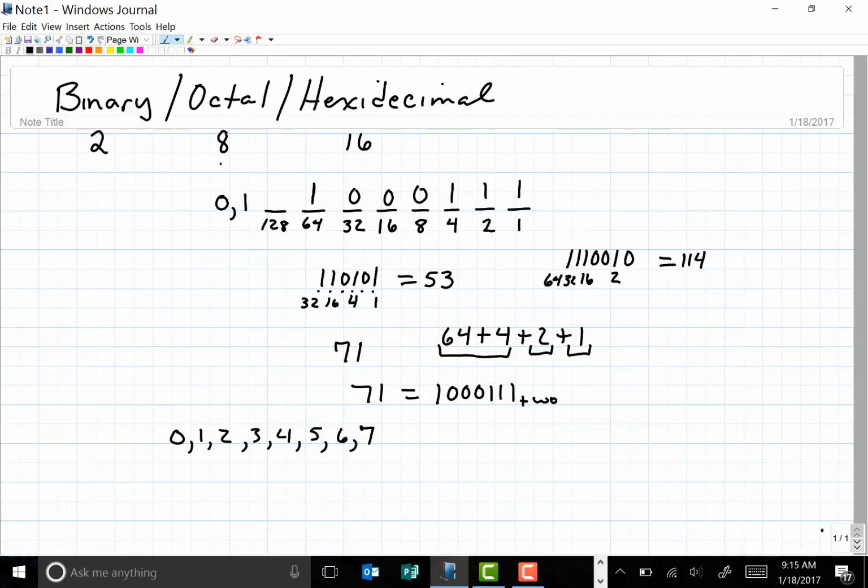The nice thing about 8 being a power of 2 is that if I look at any 3-digit base 2 number, remember that the place values are powers of 2, so we have the 1s, the 2s, and the 4s. The biggest number that I can form in base 2 using 3 digits is a 7, 4 plus 2 plus 1.